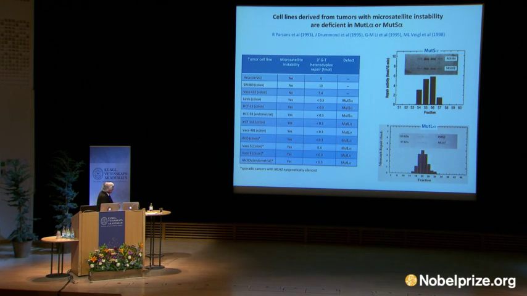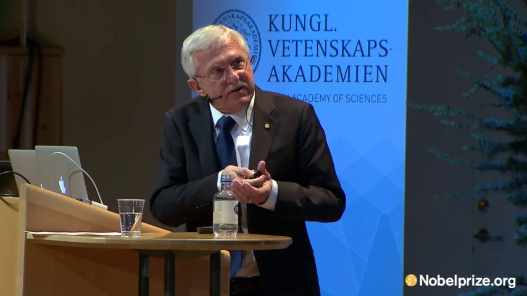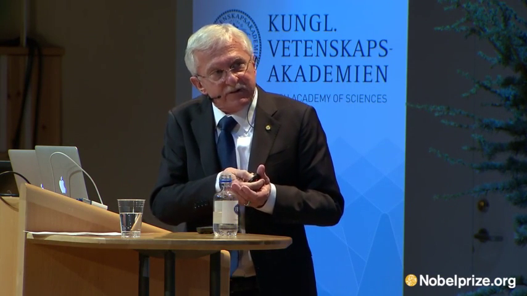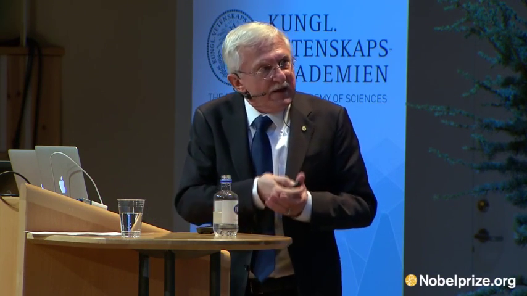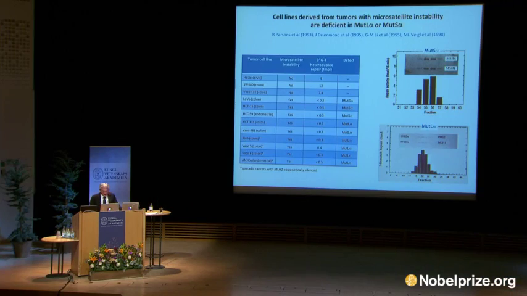The last four cell lines shown here proved to be exceptional. Each was derived from a microsatellite unstable sporadic cancer. Each is defective in mismatch repair. And Jim Drummond showed that all four of these cell lines failed to produce the MLH1 subunit of mut-L alpha, and that repair could be restored to extracts in each of those cases by addition of purified mut-L alpha.